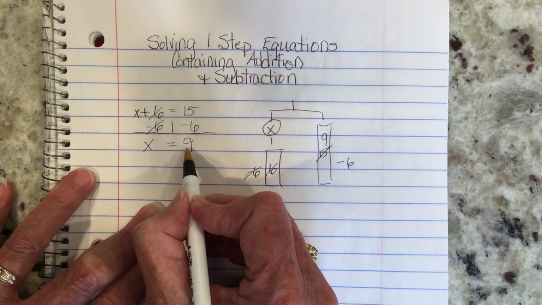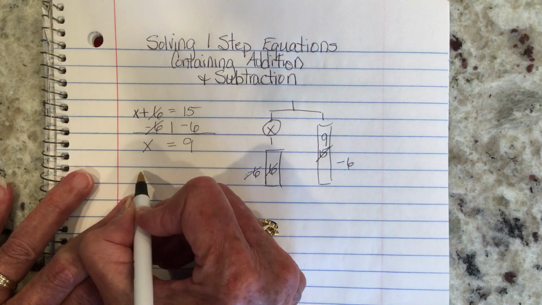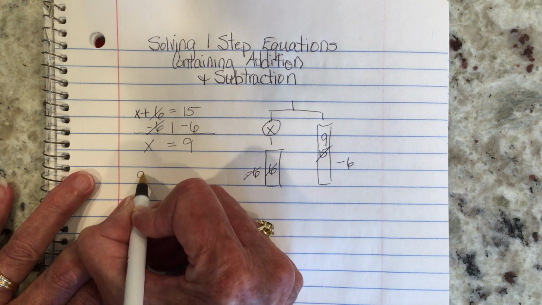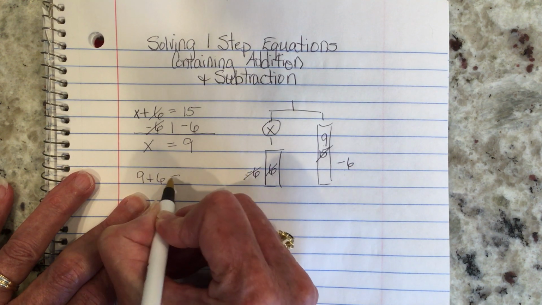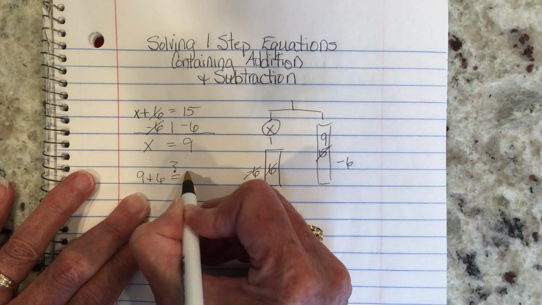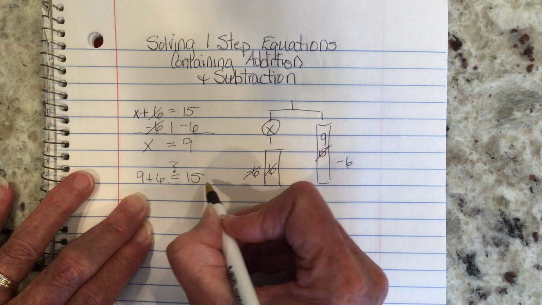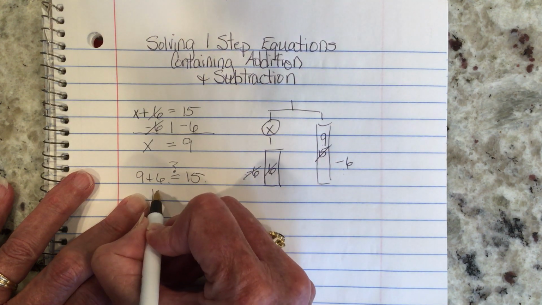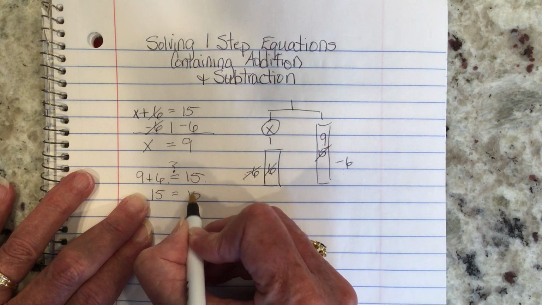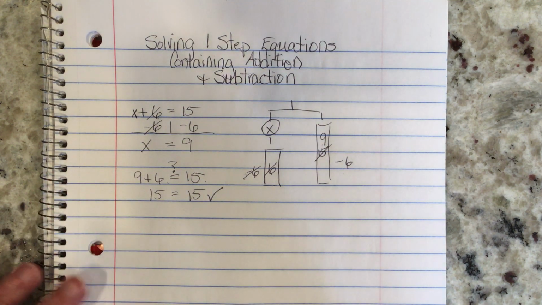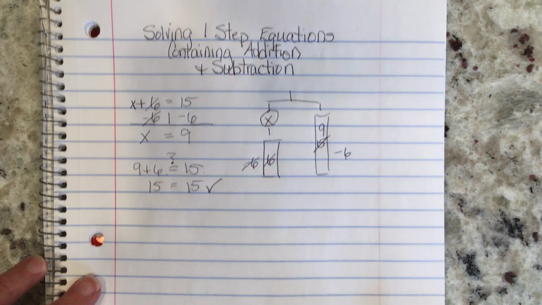Now I can go back and throw this back into the original equation. So if x equals 9, 9 plus 6, does that equal 15? Well, 9 plus 6 is 15, and that equals 15. So we end up getting 15 equals 15, and it checks. All right, so let's try another one.